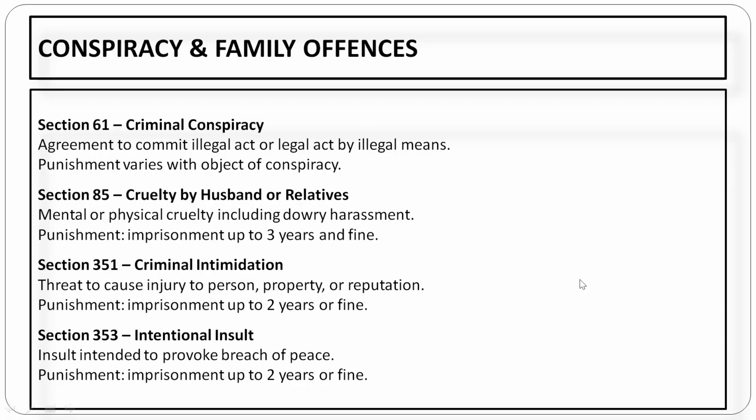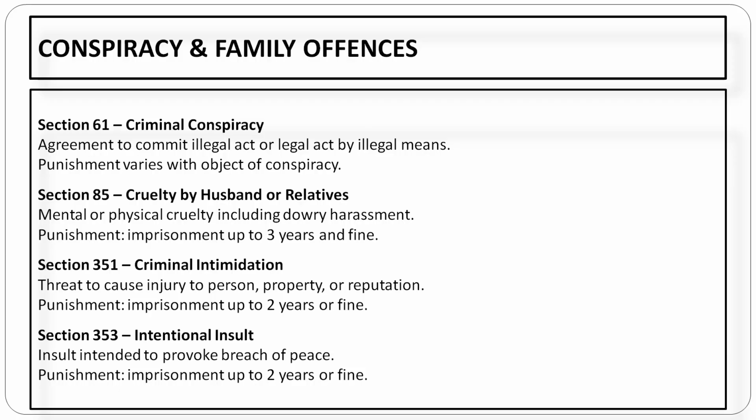Now let's look at section 61, criminal conspiracy. Section 61 explains criminal conspiracy. It means when two or more people agree to commit an illegal act, or agree to do a legal act in an illegal way. The offense is complete the moment the agreement is made. It is not necessary that a crime is actually carried out. Even planning together is enough. The punishment depends on the nature of the offense that is planned.